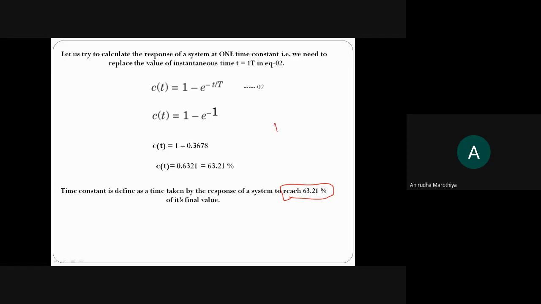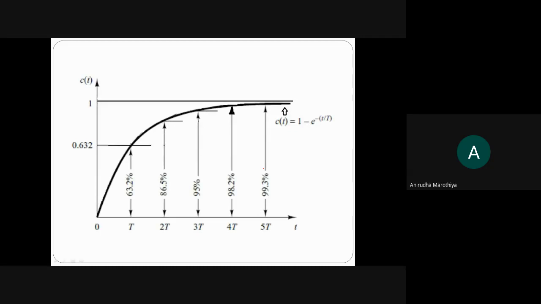For example, if the final value is 1, then by the end of one time constant, the response must be at this point, which is 0.6321. This is very important. And suppose you take the response in terms of percentage, suppose this is your 100%, then in that case the response is going to be around 63.21%.